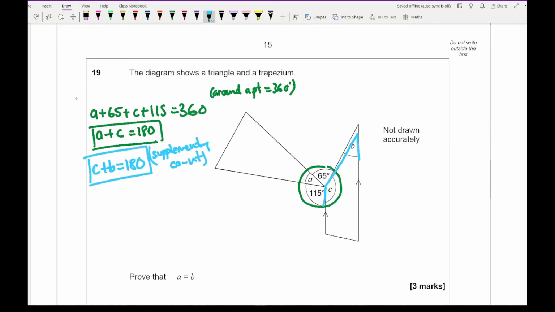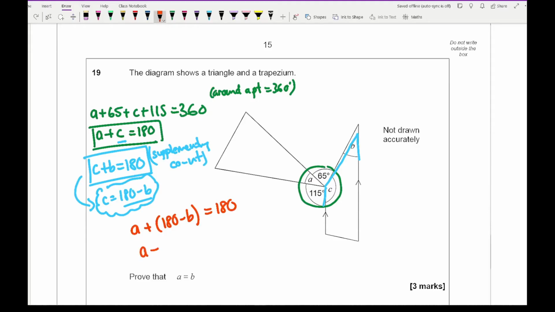So now what I need to do is, I can see that I've got a C in both, but we need to get rid of the C. So if I just rearrange this equation in blue, I get C equals 180 minus B. And what I'm going to do is substitute this equation into that C there. So I've got A plus 180 minus B equals 180.